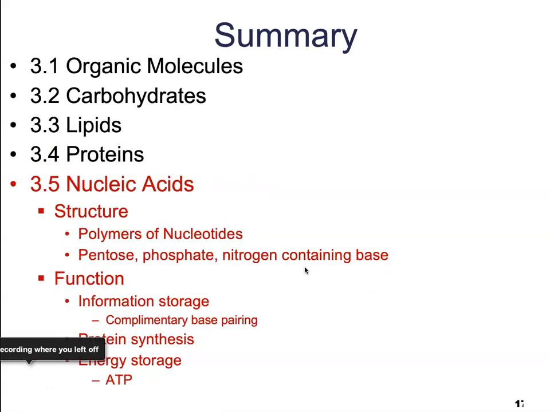Last, we talked about nucleic acids. We talked about their structure, how they're polymers of nucleotides. They're made up of a pentose, phosphate, and a nitrogen-containing base, and their function is going to be primarily for energy storage, protein synthesis, and energy storage in the form of ATP. And that was it for this chapter.